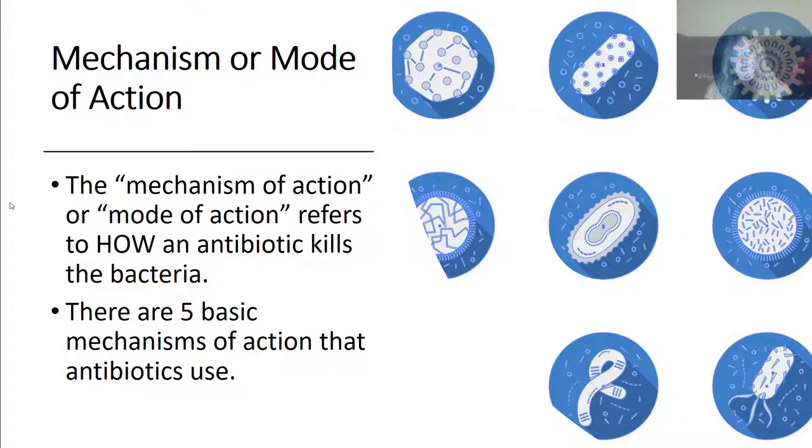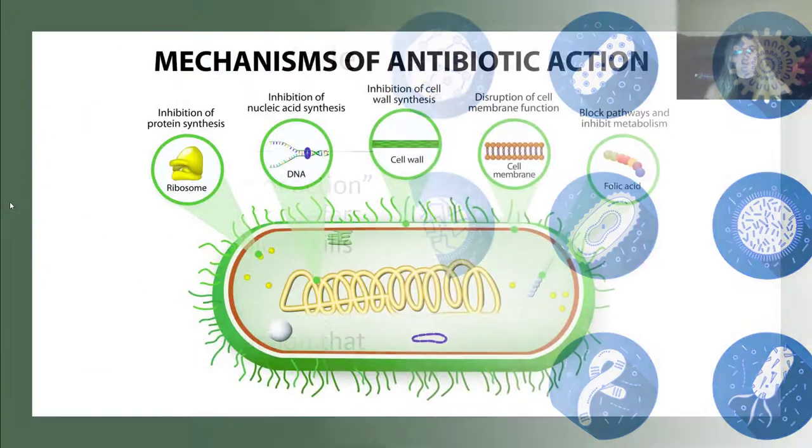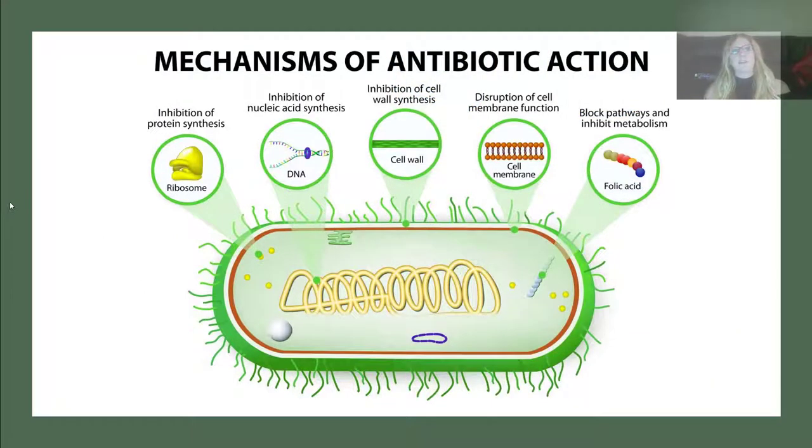So when it comes to antibiotics and the mechanisms of action, otherwise known as the modes of action, that's just basically talking about how the antibiotic will work. How does it function? How does it kill the bacteria, or how does it inhibit the growth of the bacteria? So there are five basic mechanisms of action that antibiotics use. Okay, so we have inhibition of protein synthesis, inhibition of nucleic acid synthesis, inhibition of cell wall synthesis, disruption of cell membrane function, blockage of the pathways and inhibition of metabolism.